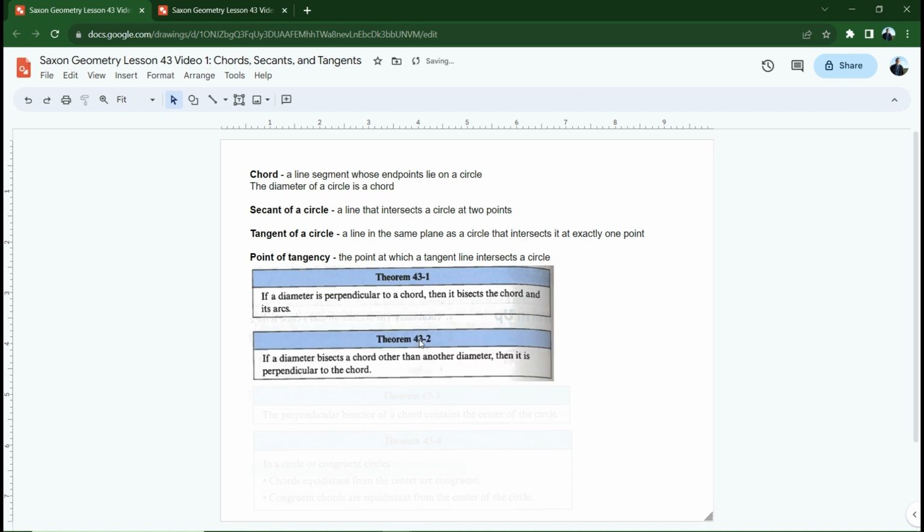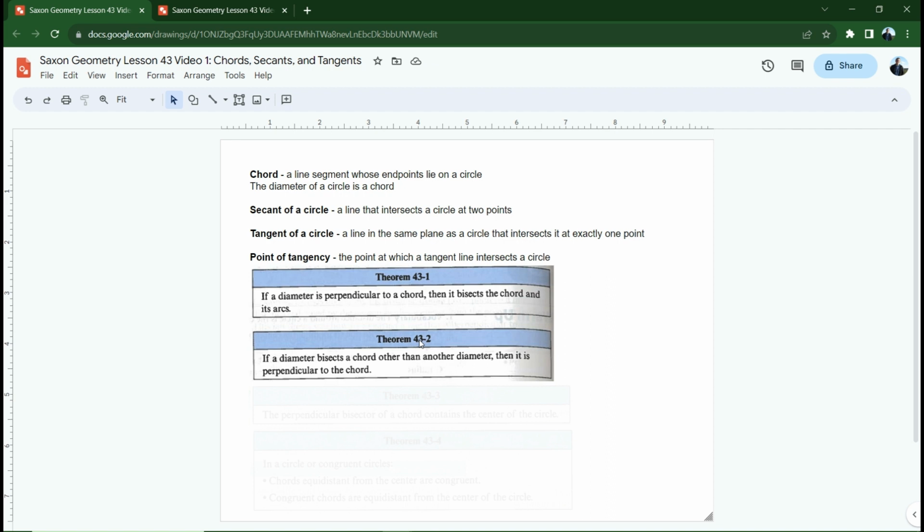If a diameter bisects a chord other than another diameter, then it is perpendicular to the chord. Now, this is almost the converse of the first one, but it's not a true converse because of that extra statement. And let's talk about that extra statement at the beginning of Theorem 43.2. What about another diameter?